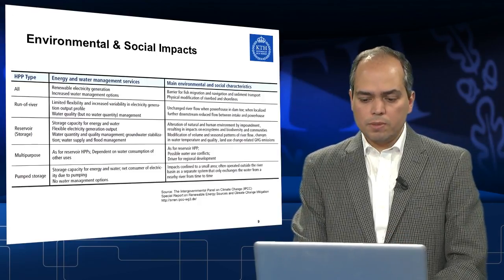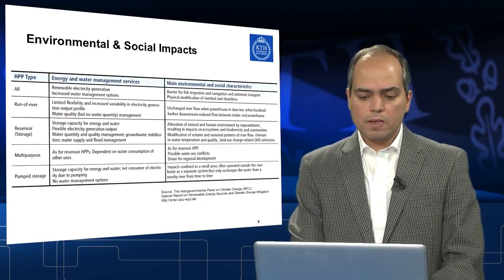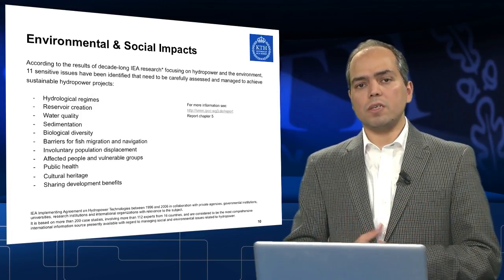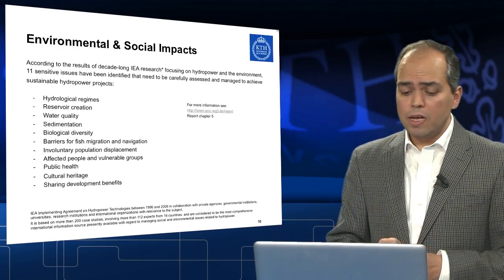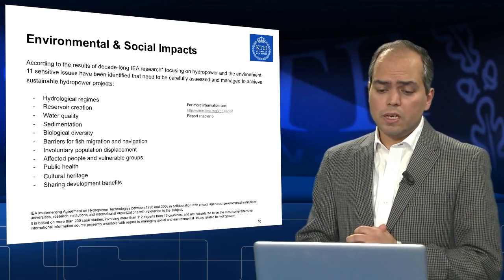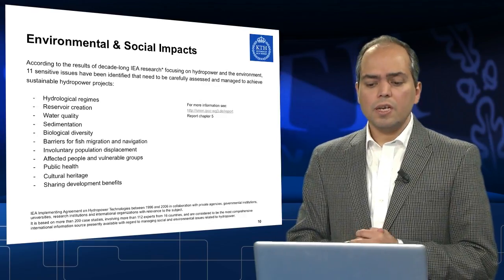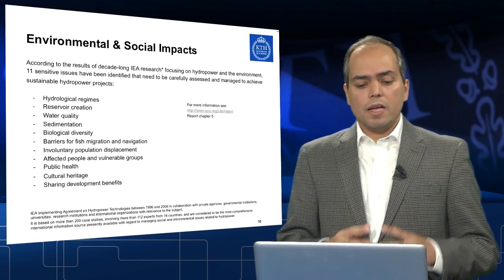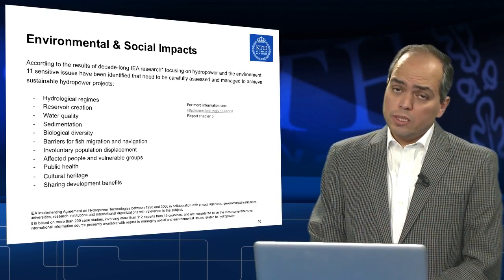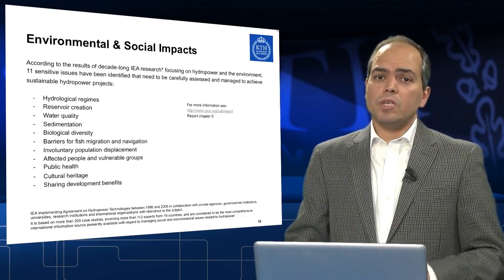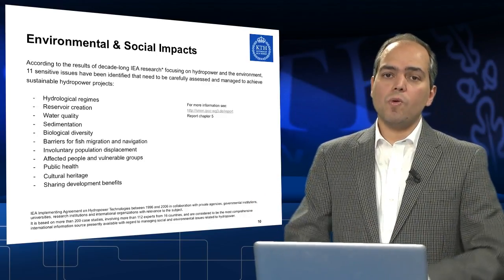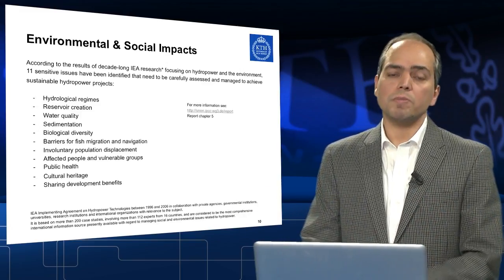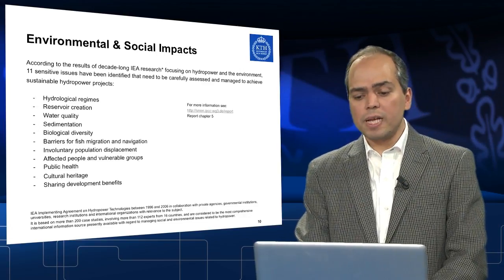You could go through this table and read it fully by yourself, but it's best to, let's say, categorize the environmental impacts. A very comprehensive study is done by the International Energy Agency on the environmental and social impact of hydropower. And then 11 sensitive issues are identified, which more or less take all the issues and discussions and debates around the social and environmental aspects of the hydropower plant.